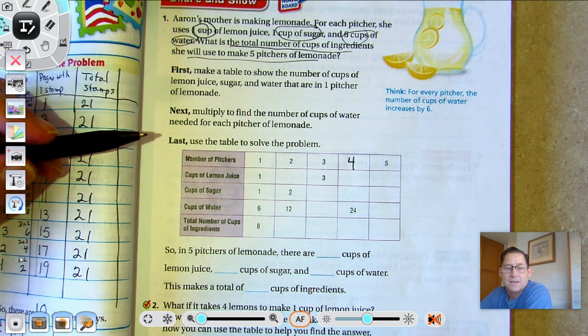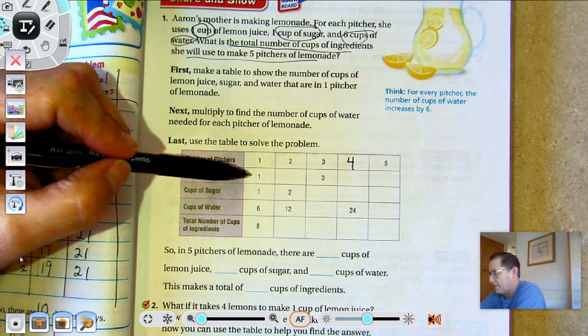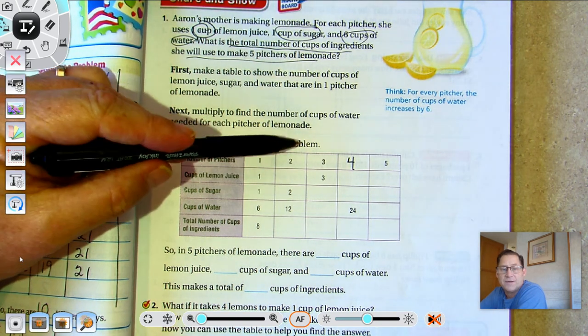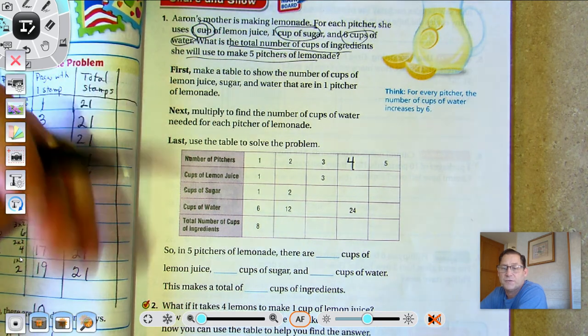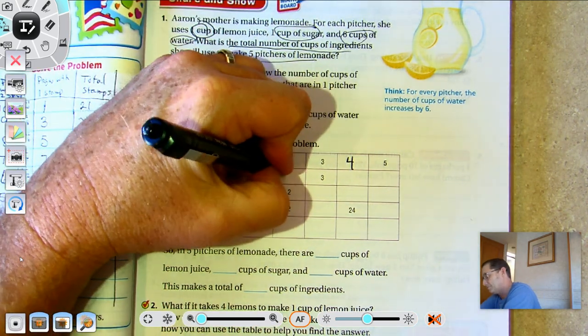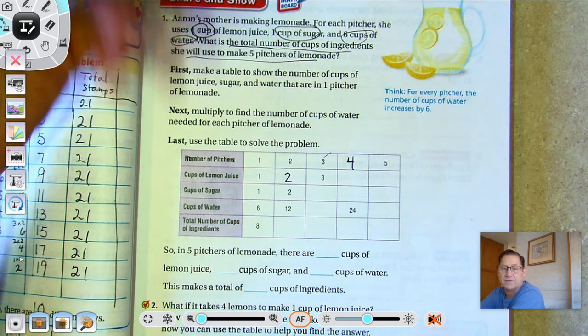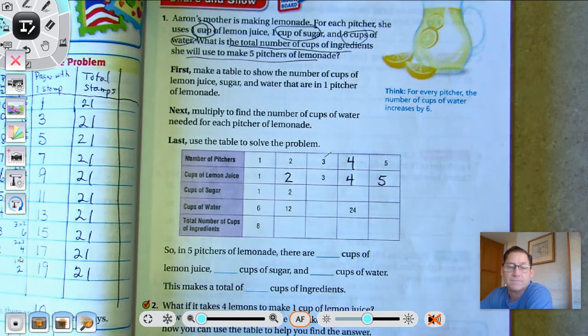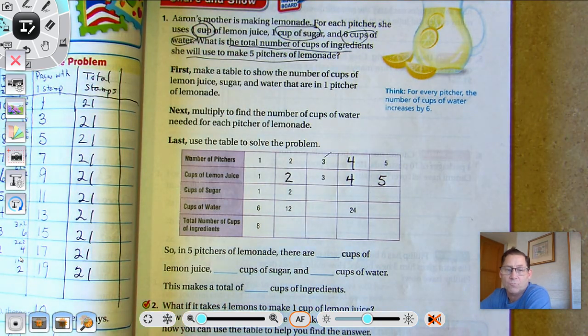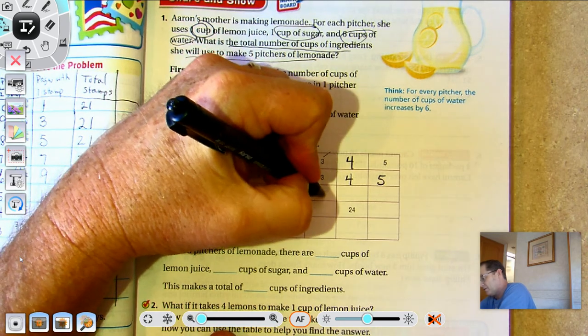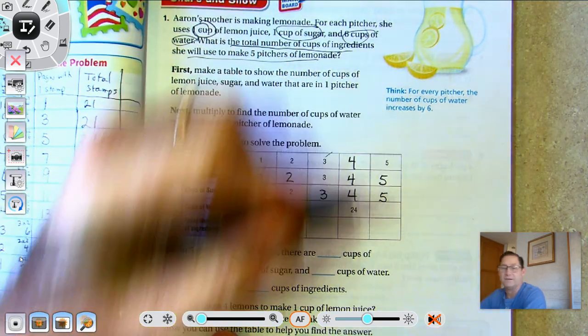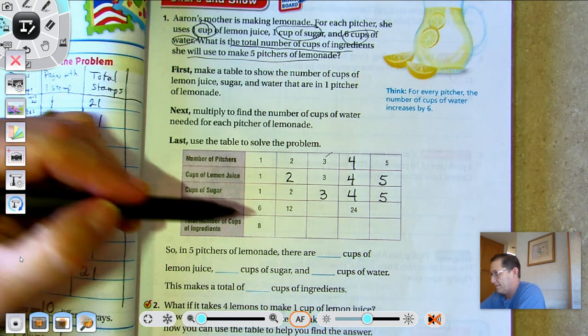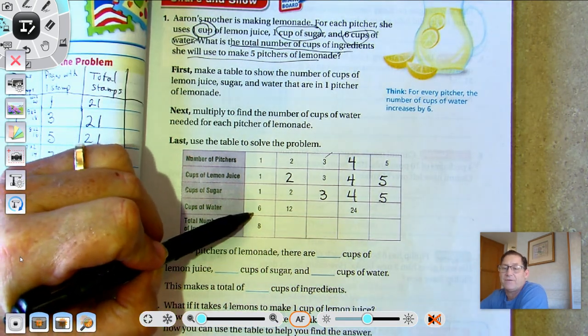All right. So in 1 pitcher, I have 1 cup of lemon juice. So how many cups of lemon juice would I have in 2 pitchers? I have 2. In 3 pitchers, I'd have 3 cups of lemon juice, and 4 and 5. Okay. Cups of sugar. Well, in 1 pitcher, I have 1 cup of sugar. In 2 pitchers, I have 2 cups of sugar. 3 pitchers will have 3, 4, 5. All right, but now this one, there's 6 in every pitcher.